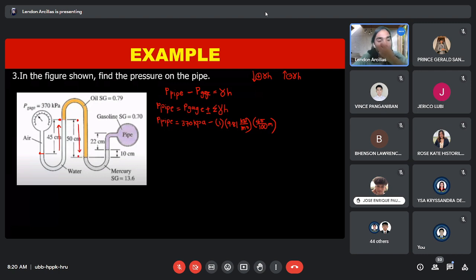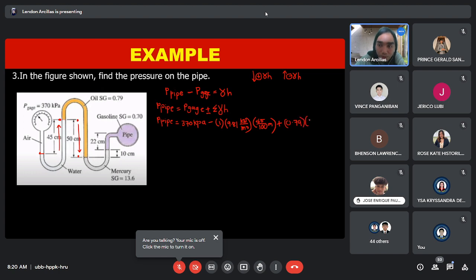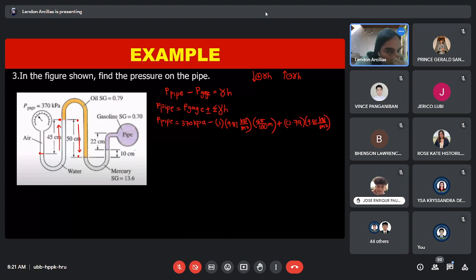Tama ba? So we add. Okay? So we add, and then the specific weight of oil is the specific gravity of oil times the specific weight of water, times the difference, which is 50 centimeter, 50 divided by 100 meters.